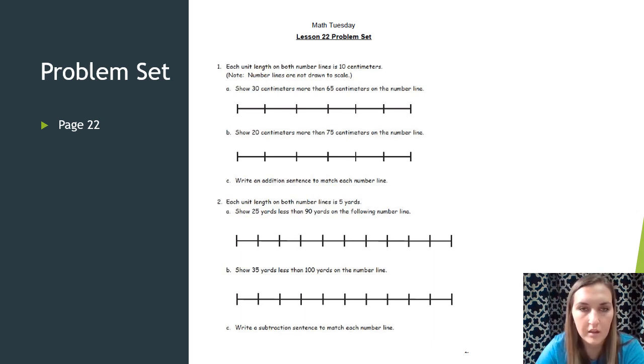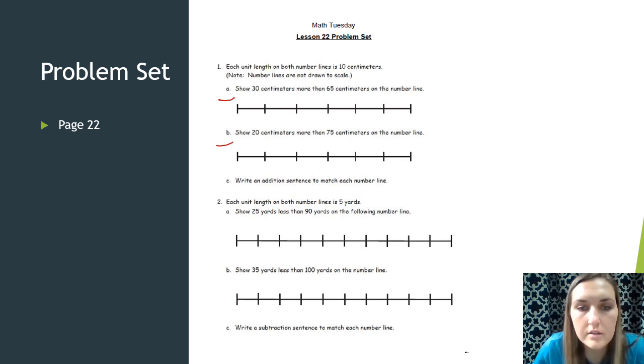Number 1, each unit length on both number lines is 10 centimeters. So if you're looking at number line A and B, they count by tens. Show 30 centimeters more than 65 on the number line. 30 centimeters more than 65. Remember the word more, which direction we should go. On part B, show 20 centimeters more than 75 centimeters on the number line. So you're solving two different problems.